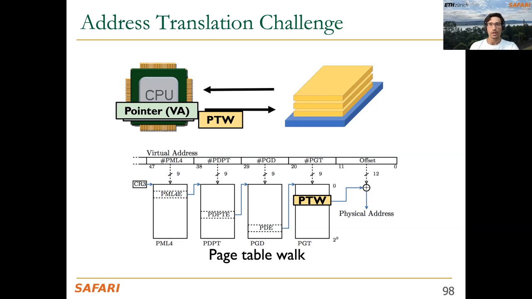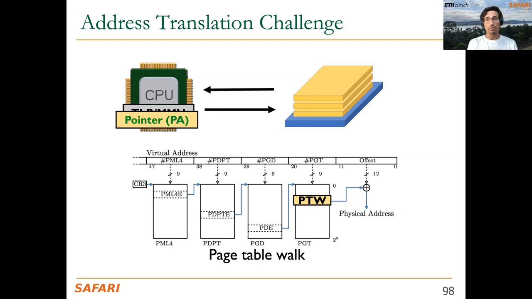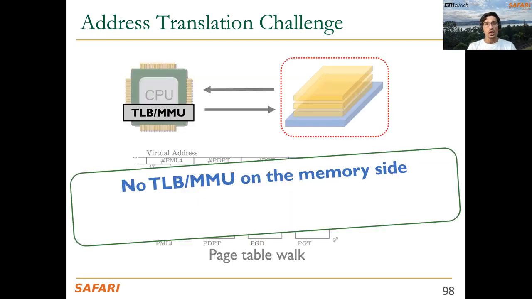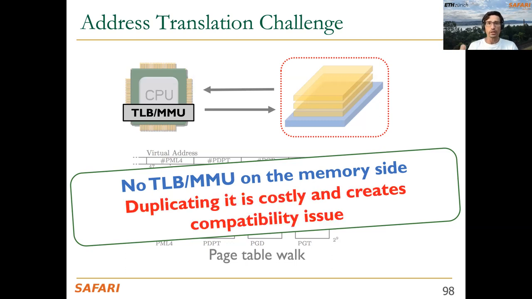But the problem is that these page table walks are quite complex and involve multiple tables, easily four different tables, and this requires a lot of memory accesses from memory to memory. So in the end, it's a very costly operation, and it doesn't really make sense to have the processing near memory accelerators or this address engine requesting the address translation from the memory management unit on the host side. And because there is no memory management unit or TLB on the memory side, one potential solution could be to duplicate this memory management unit, but this is extremely costly and may create compatibility issues.